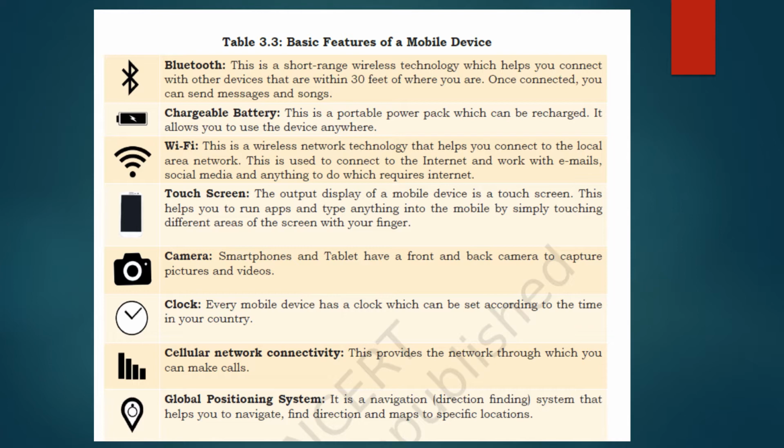Next one is camera. Smartphones and tablets have a front and a back camera to capture pictures and videos. Clock. Every mobile device has a clock which can be set according to the time in your country. Cellular network connectivity. This provides the network through which you can make calls. Global positioning system. It is a navigation system that helps you to navigate, find directions and maps to specific locations.